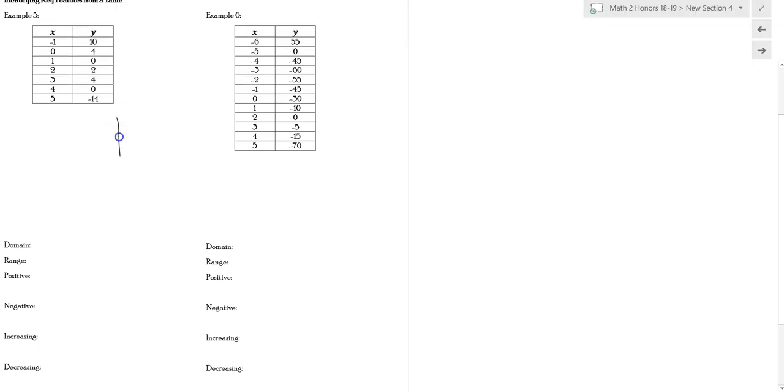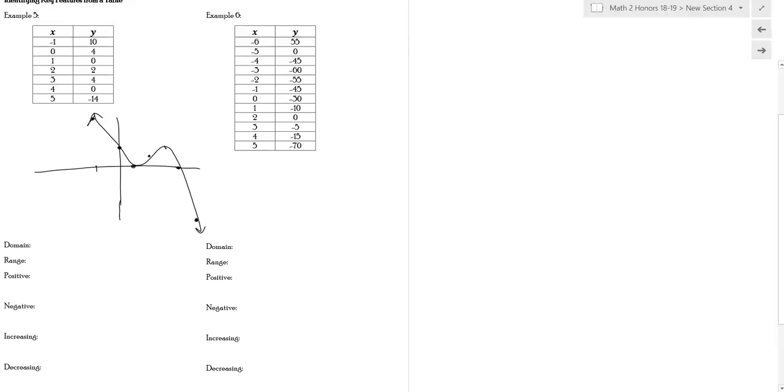We're going to start by sketching our graph, just like we did before. So we have negative 1, 10; 0, 4; 1, 0; 2, 2; 3, 4; 4, 0; and 5, negative 14. So again, our graph looks something like this.